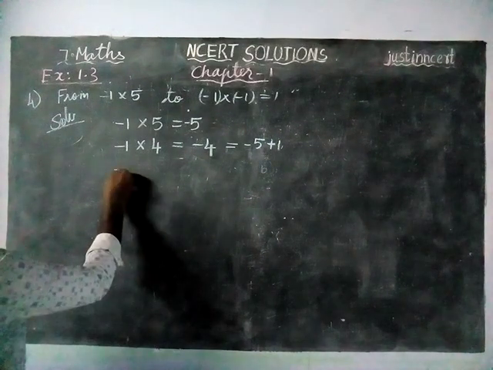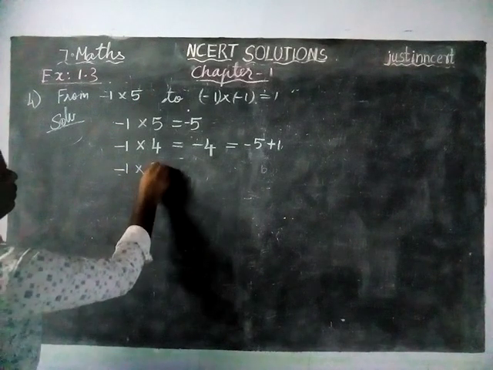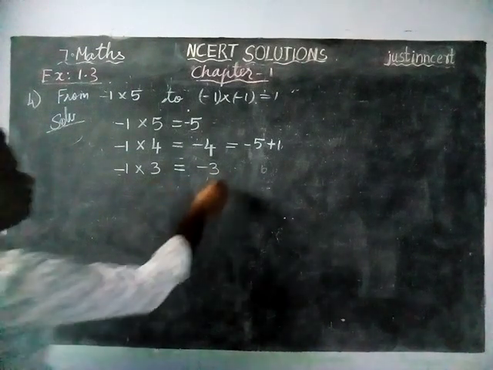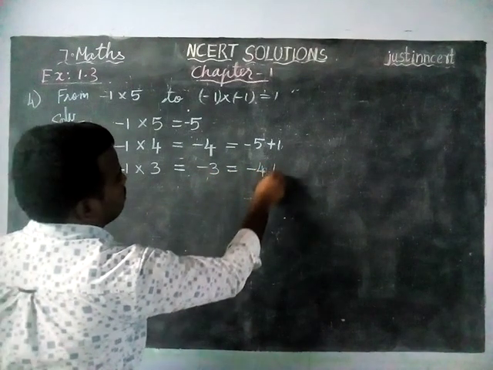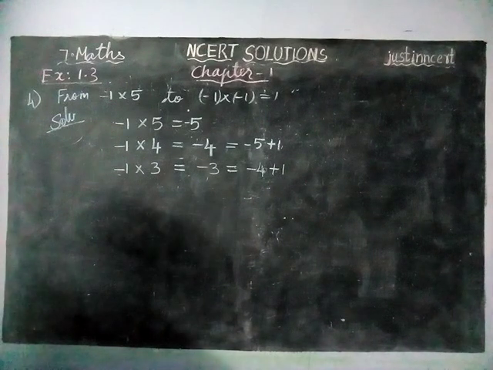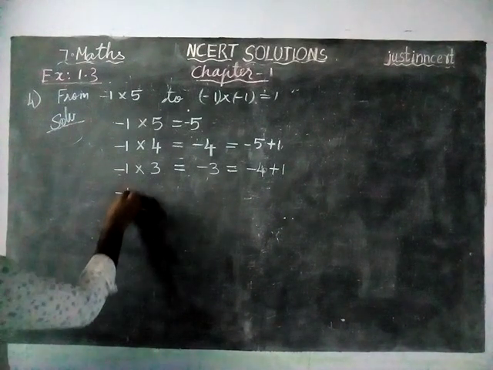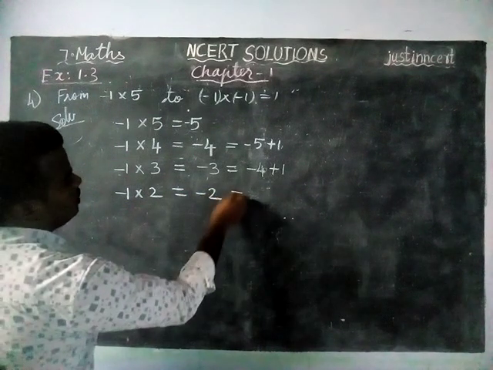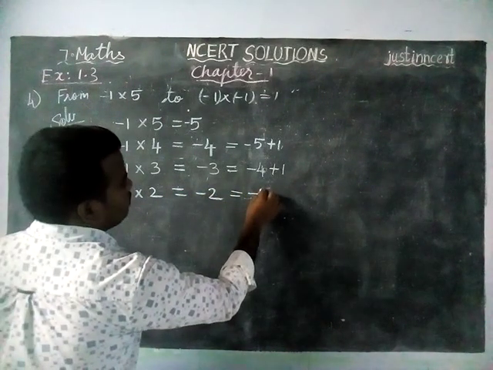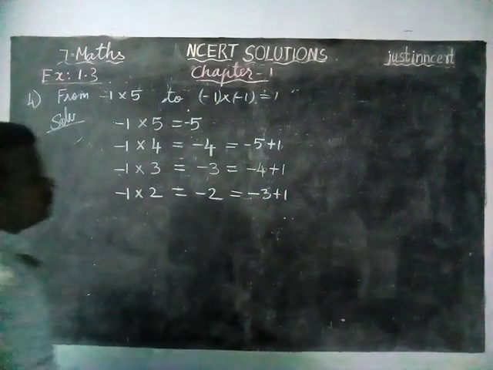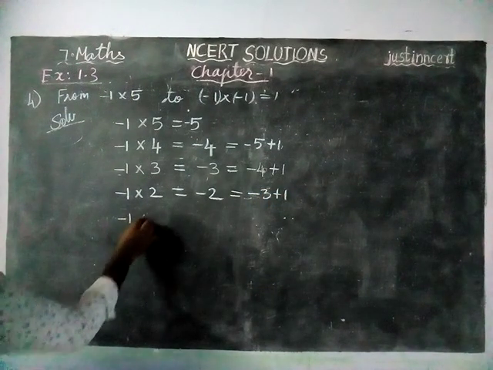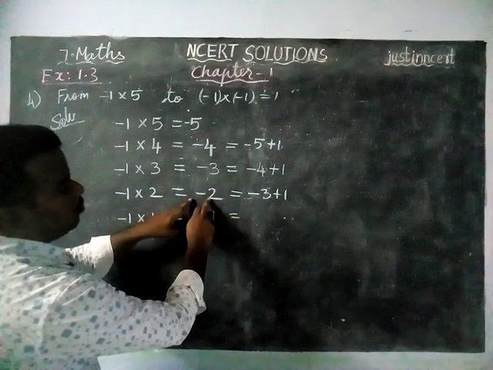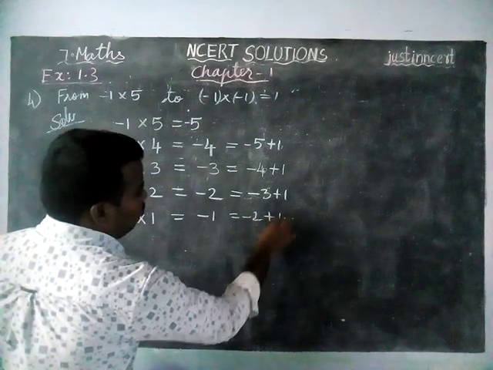And next step, minus 1 into 3 is equal to minus 3. This is equal to minus 4 plus 1. And next step, minus 1 into 2 is equal to minus 2. This is equal to minus 3 plus 1. And next step, minus 1 into 1 is equal to minus 1. This is equal to minus 2 plus 1.